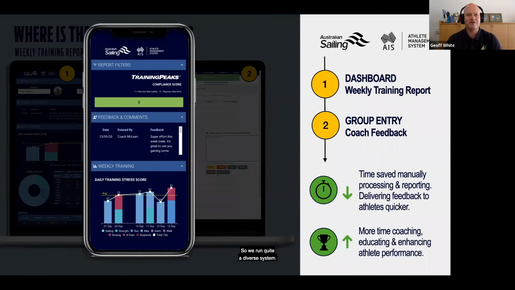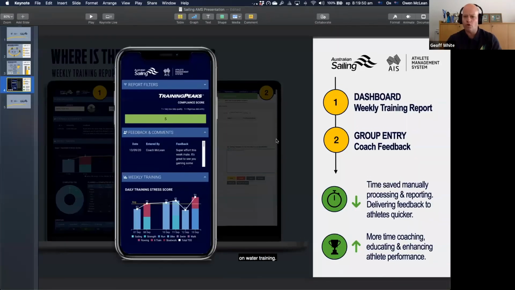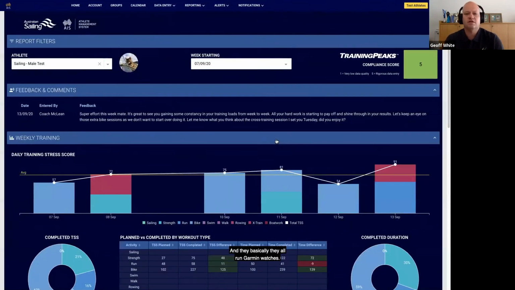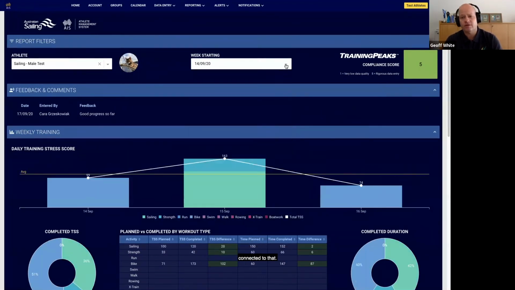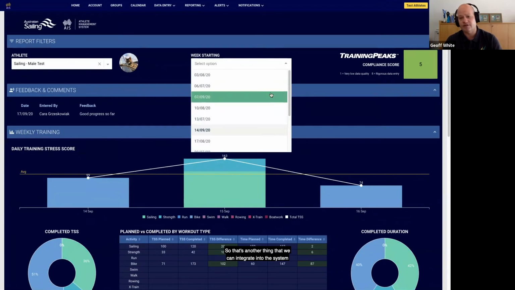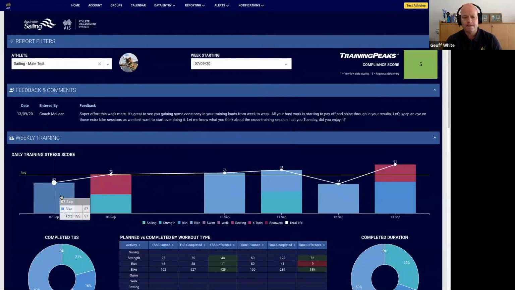So we run quite a diverse system. TrainingPeaks basically provides our athletes with the guidelines of the overall week, and we will drop strength training into there, and we will drop any physiotherapy appointments, or we'll drop on-water training, and they all run Garmin watches, so they all have live feedback, whether they're cycling or they're training or they're doing whatever they want to do. I actually run off Teambuildr, and our athletes are all connected to that. So that's another thing that we can integrate into the system.